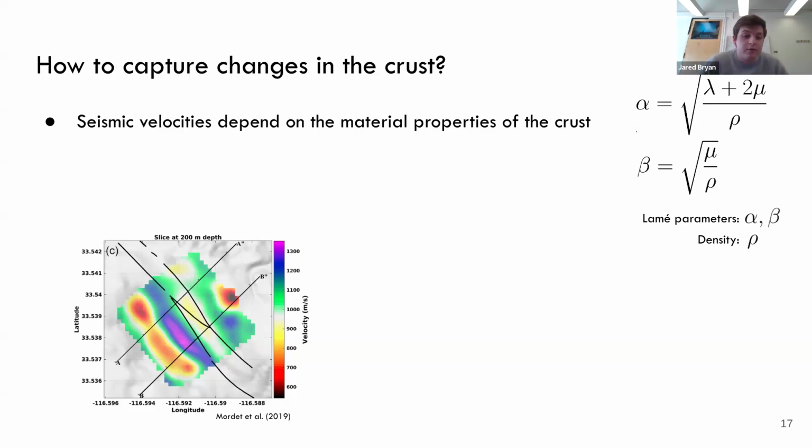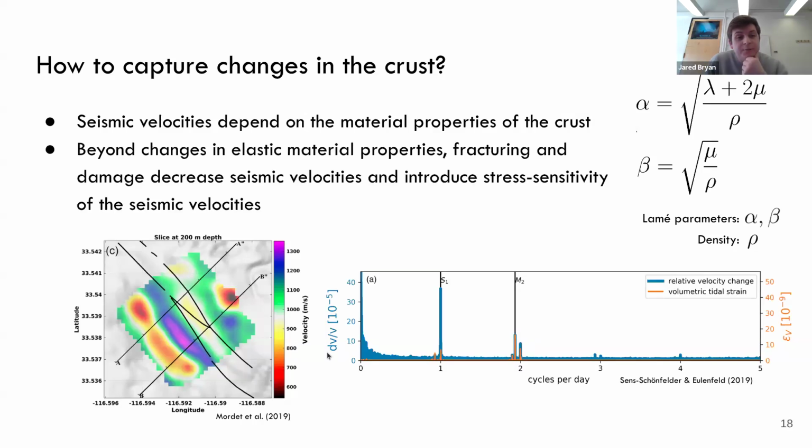So it's very common to, for example, do a seismic imaging study, and then you see this reduction of seismic velocities around fault traces associated with these damage zones. So you can use the seismic velocities to image the fault zone. Beyond these changes in elastic material properties, the introduction of damage zones introduces higher order effects, so nonlinear elastic effects to the material properties.